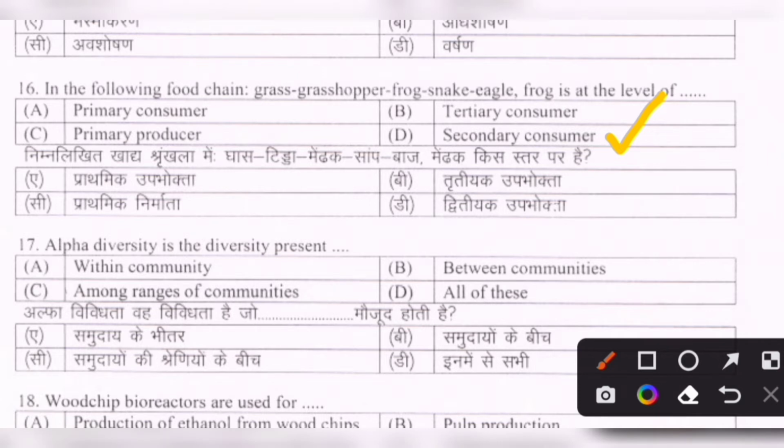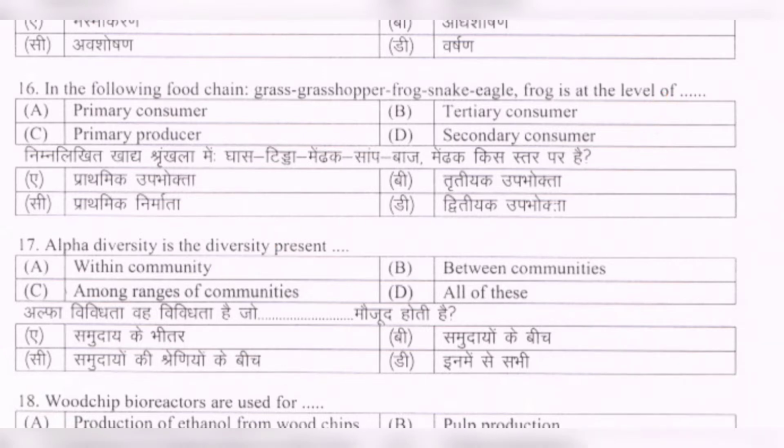Alpha diversity is the diversity present. Options are within community, between communities, among ranges of communities, all of these. The correct option is A. Alpha diversity is the diversity present within a community. Let's see the next question.